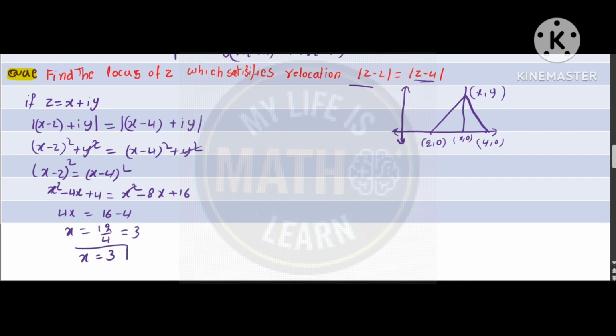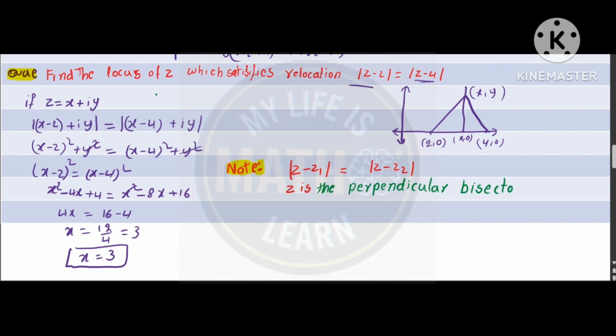So x is equal to 3. Note what we discussed here: if mod of z minus z1 is equal to mod of z minus z2, then z lies on the perpendicular bisector joining the two points.